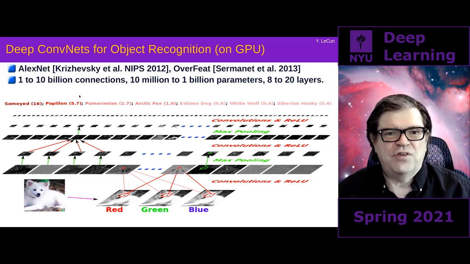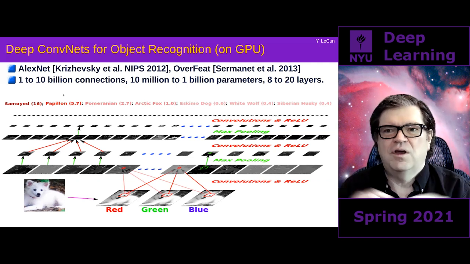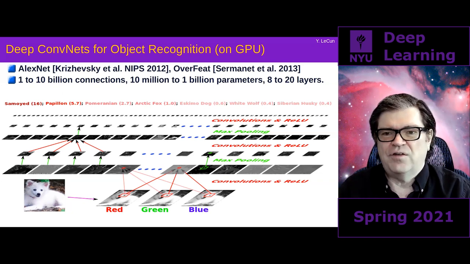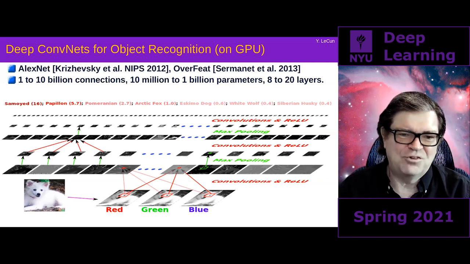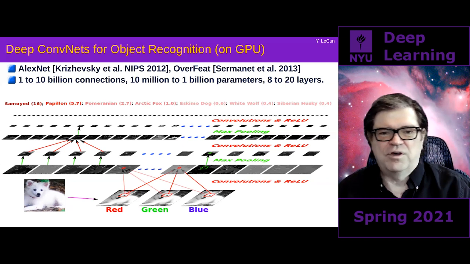The ImageNet dataset was the first dataset in computer vision that had a large number of training samples and a large number of categories. It had roughly 1.3 million training samples and 1,000 categories. And it turns out that's really what convolutional nets love. If you have many categories and many training samples, they really shine, and they basically beat everything else.